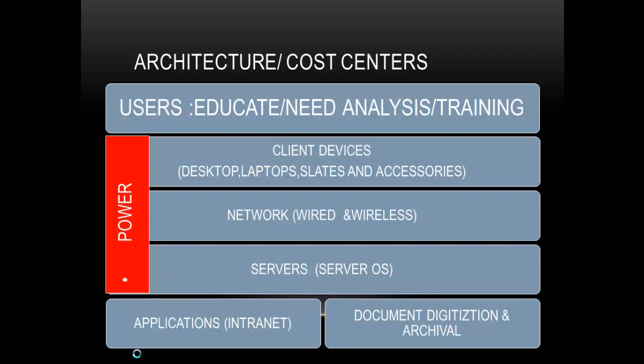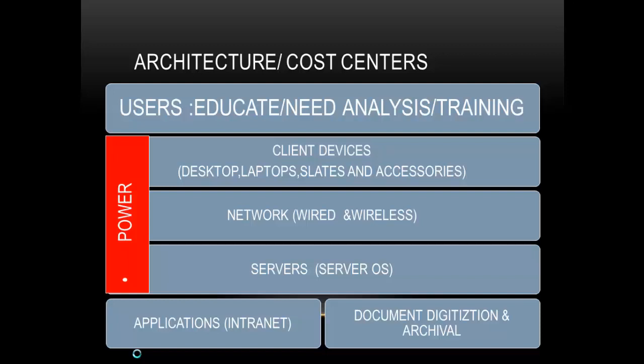Basically, there are about 7 components to this. One is the users, as I've explained in the previous slide. We're also very user-centric. We need to engage users, we need to educate them, we need to analyze their needs, and we need to train them. The other is the client devices, the desktops, the laptops, the slates, and accessories. I'm going to be talking about slates later on. But basically, these are the ways by which the users engage with the system. They're the tools that they use to engage with the system.